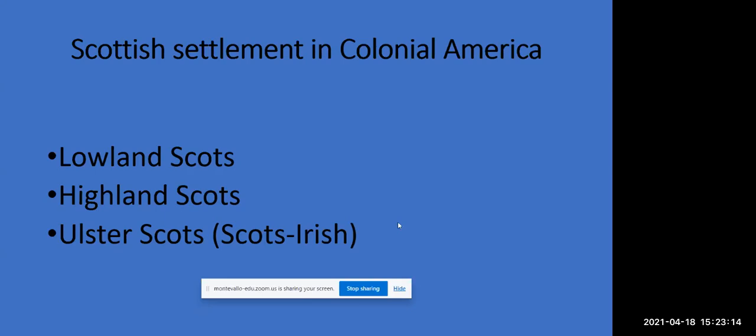And finally, the Ulster Scots, also known as the Scots Irish, these would have been descended from people originally from the Scottish lowlands who colonized the province of Ulster in Ireland in the 17th century. And then after several generations, their descendants would have left for America to settle in the colonies. And these are the Ulster Scots that we would be more well known as settling in the Appalachian Mountains. And unlike the Highlanders and Lowlanders, they were typically patriots in the Revolution.